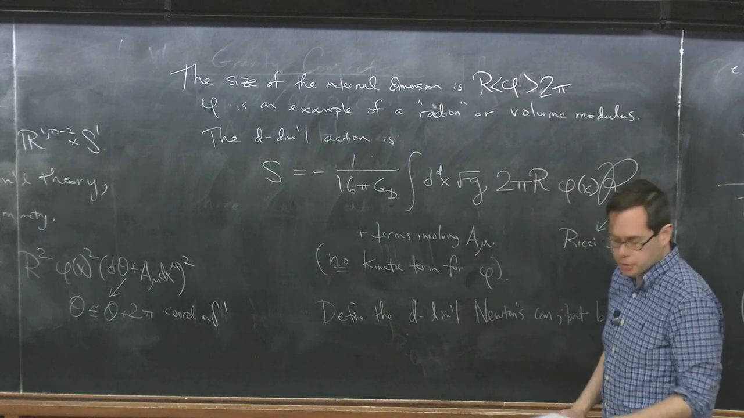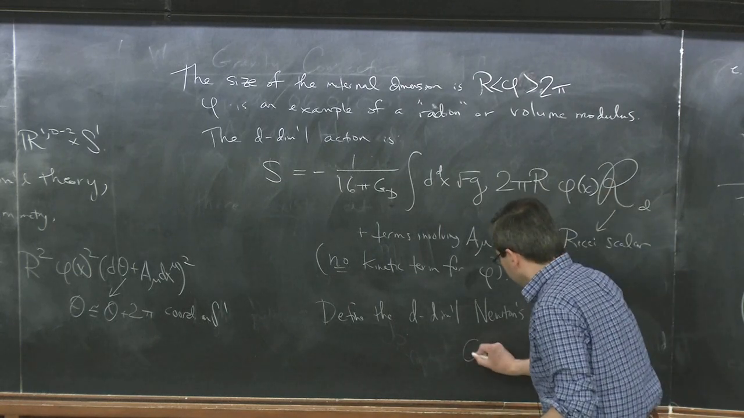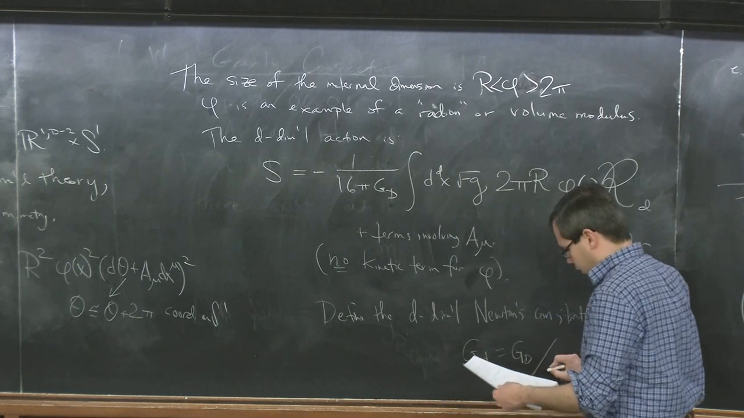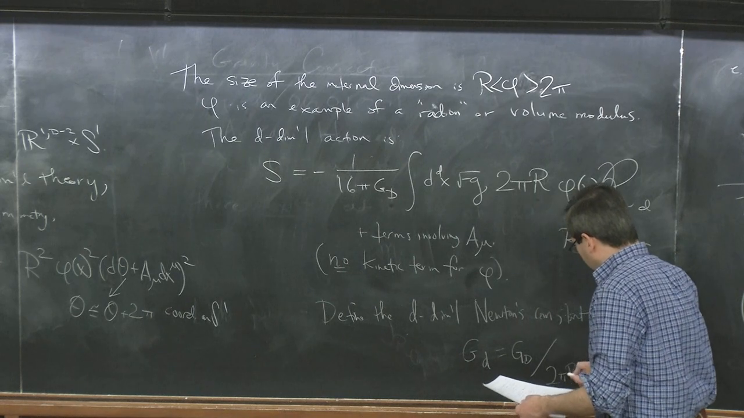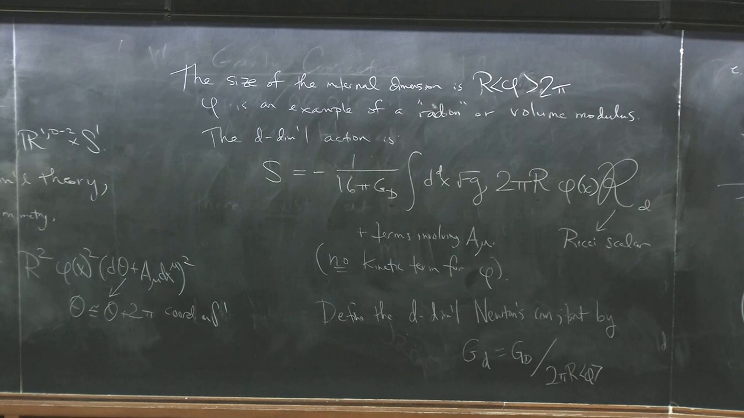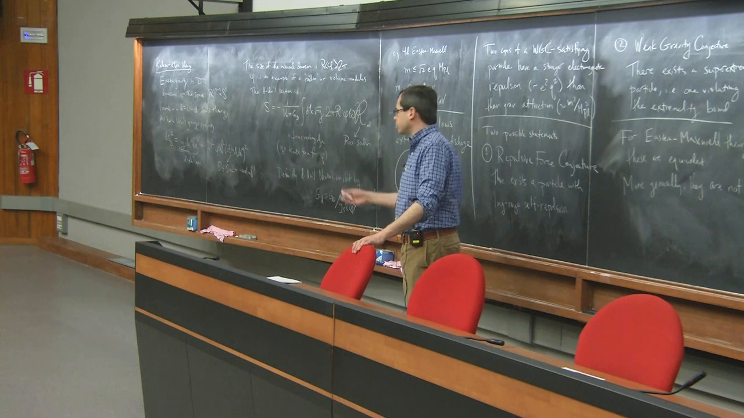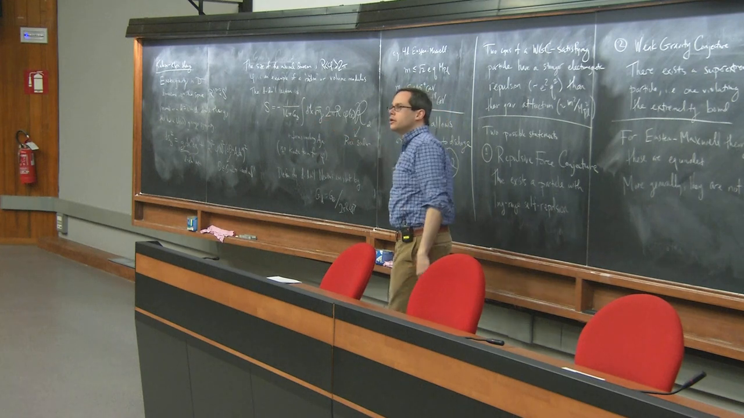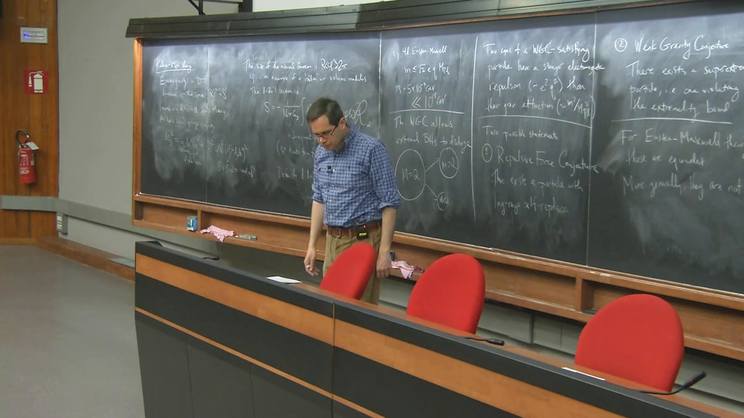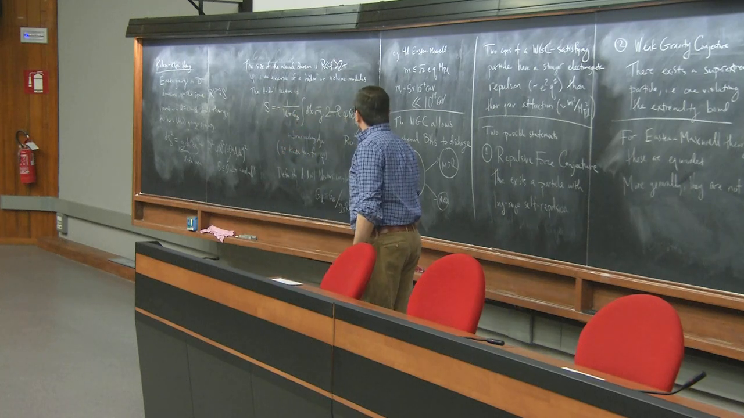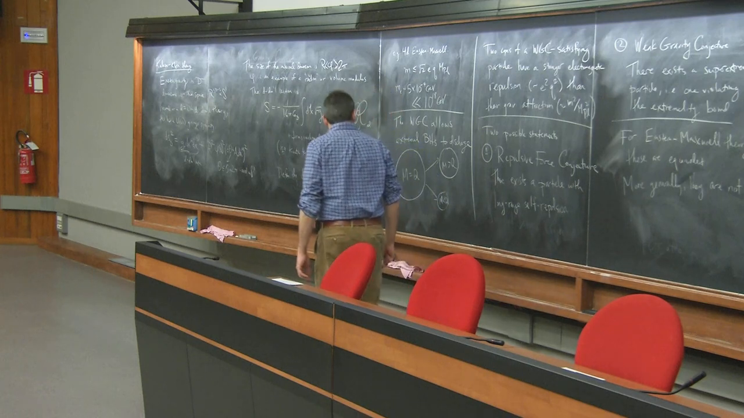And we can define the lower dimensional Newton's constant as the higher dimensional Newton's constant divided by 2 pi r times the VEV of phi. Phi doesn't have a potential, so its VEV could really be anything. But here I'm just imagining that we look at solutions where phi is asymptotically approaching some constant value, and that's what I'm calling the VEV. Okay, so that's the action that we got at the beginning for Kaluza-Klein theory.